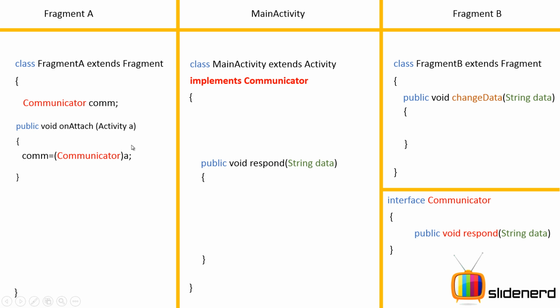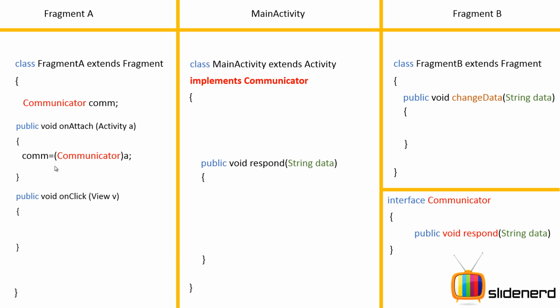Now notice that I have this activity A, which comes as part of the onAttach, which is my lifecycle method. I get the reference to the main activity. I typecast that reference to a Communicator and store it inside com. Now again, you have a question saying, why did you do this? Don't worry, we will get to that.